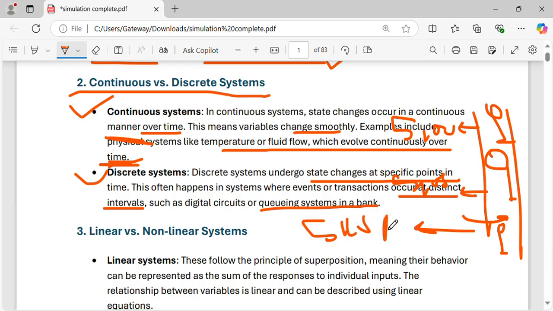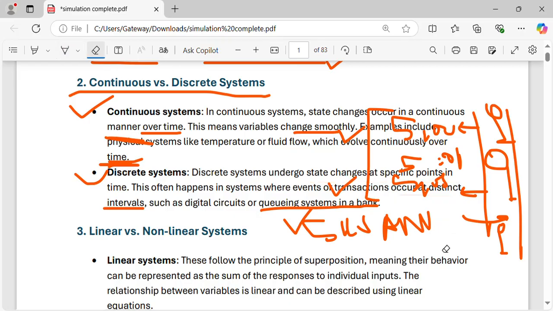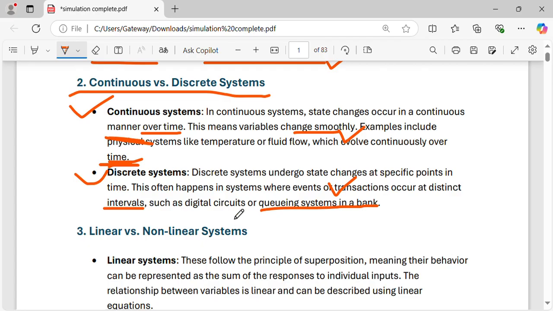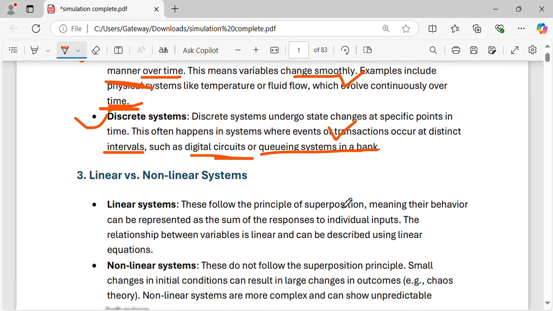So these are not continuously changing, right? You can't say that this is 5:01 and there's a person there. No, they are going to be changing at fixed intervals, right? Okay, so queuing systems are a good example, or digital circuits, where at certain points you have the bulb on, and at certain points you have the bulb off, right? Simplifying it a little bit.